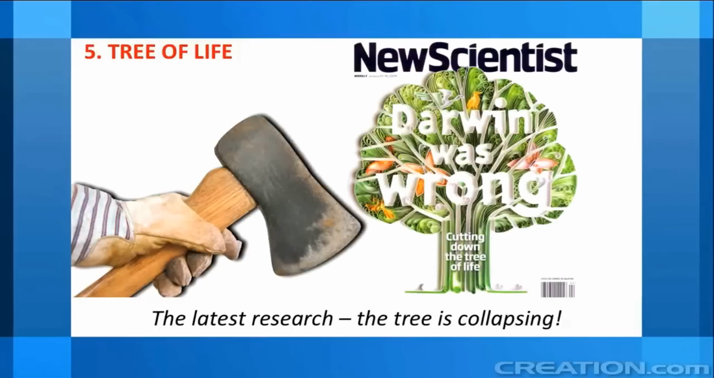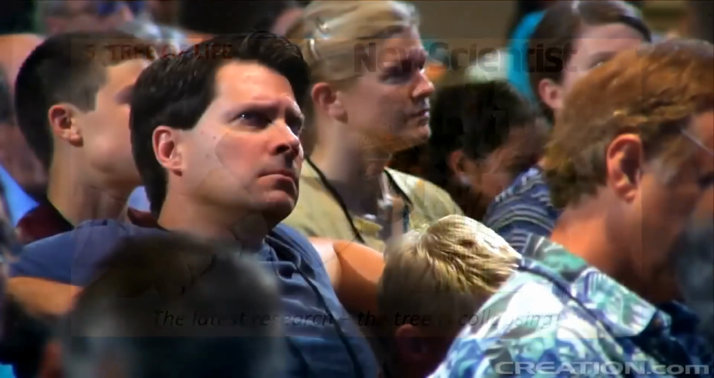By God's grace, in 2009, a New Scientist came out with an issue that dealt with this problem in depth. And here's the cover of their issue. And it says on the cover of the New Scientist, Darwin was wrong. And it says, cutting down the tree of life. And basically, the whole article talks about our inability to create a legitimate tree of life and know who came from what and how they might have had a common ancestor.